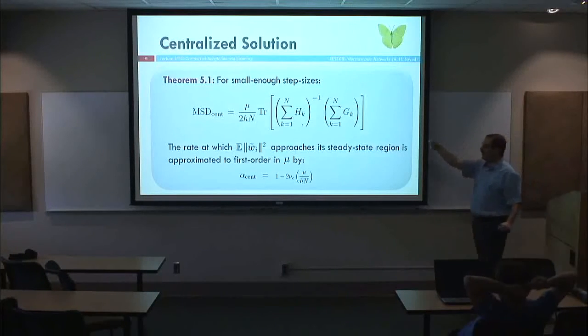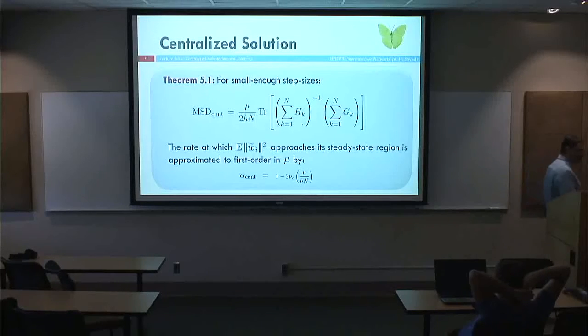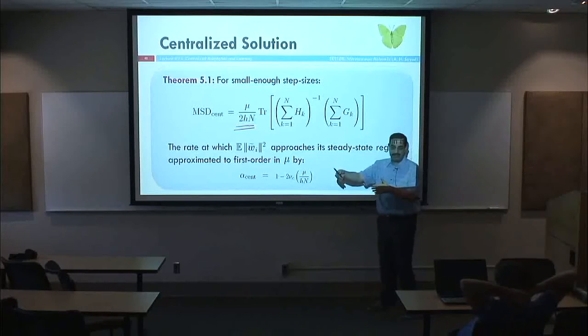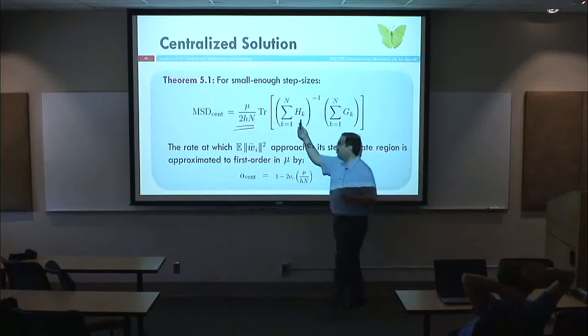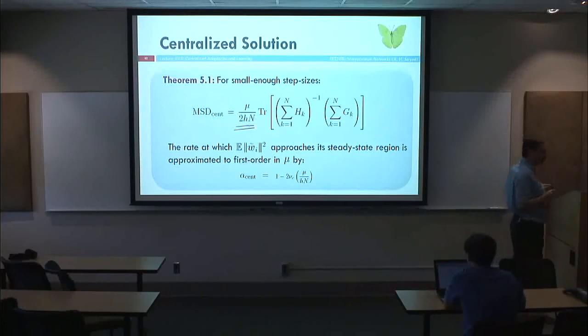Now, you just go back to the theorem from the last lecture where I wrote down what the MSD of a stochastic gradient algorithm is. What did I say there? I said that it will be mu over 2h. The mu here is mu over n, so that's why the mu here is mu over n. The expression you had from last time was mu over 2h, where h is 1. So it's mu over n. And then here you had the Hessian inverse, but the Hessian here is the sum of the individual Hessian matrices.